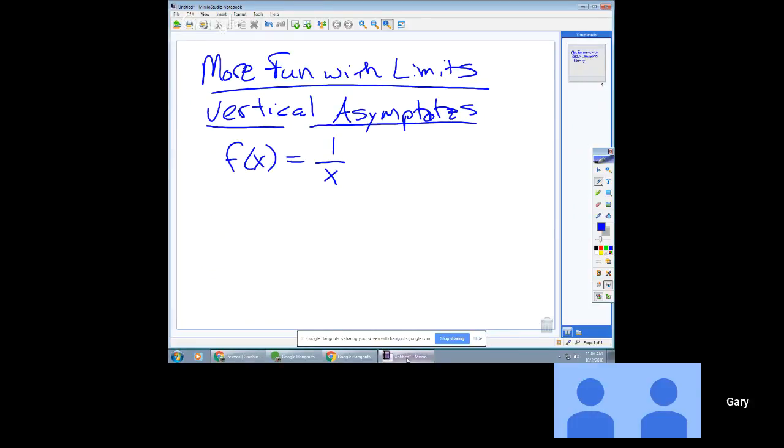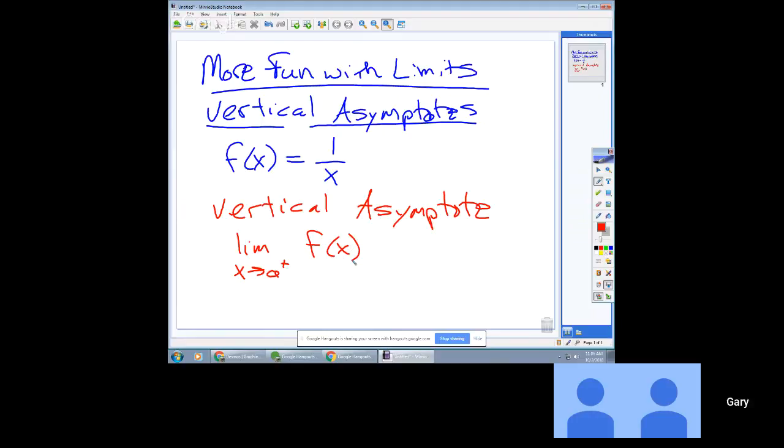So a vertical asymptote happens when you take a limit as x approaches some number, and usually we're looking at one side or the other, so I'm going to say I'm going at it from the right side, of some function, and you find that the result is either infinity or negative infinity. So either the values skyrocket up or down. In a situation like this, infinity has a special meaning. The y values are what I'm describing.